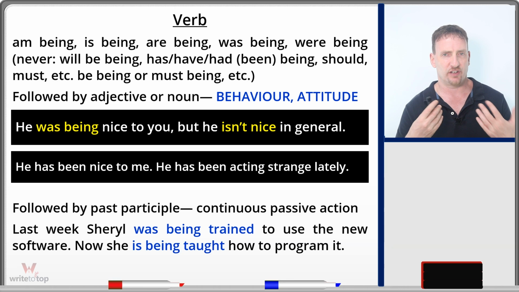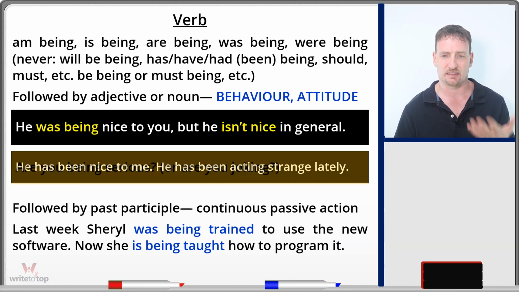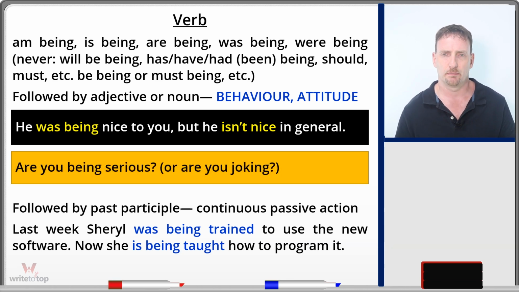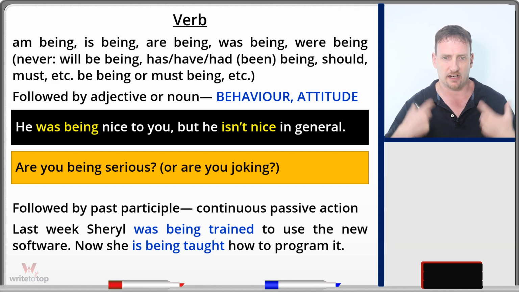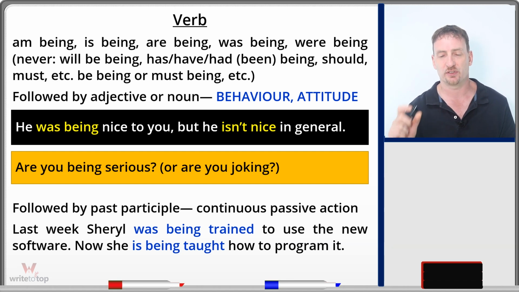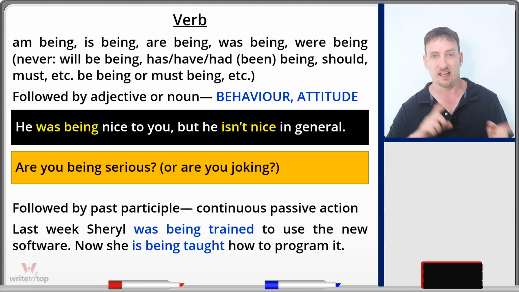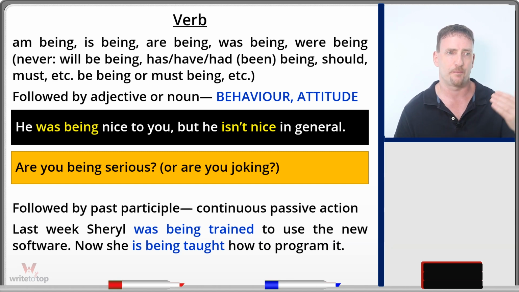Okay? Now, very commonly in spoken English, you might hear somebody say, are you being serious? Means you're not joking, right? Are you being serious? You could say, are you serious? Or are you being serious? Means, is your attitude serious? So when I'm using the word serious or stubborn or annoying, I'm talking more about attitude than I am about behaviors. Never with feelings. Never are you being sad or he is being happy. We don't use that. He is happy, he is sad, etc. So that's adjective or noun following.